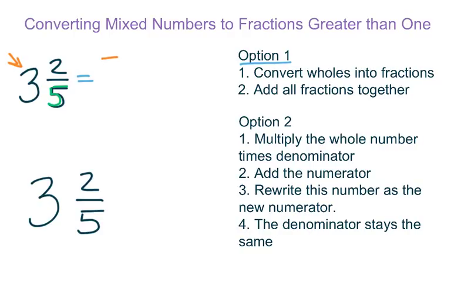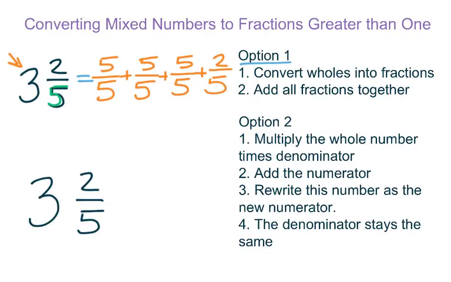One whole would be equivalent to 5 fifths, and because I have 3 of them, I need to write 3 5 fifths. And then I would also add my other fraction of 2 fifths. Now each of these pieces are equivalent to one whole. 5 fifths, 5 fifths, 5 fifths, and that's how we get our 3 wholes that we started with.